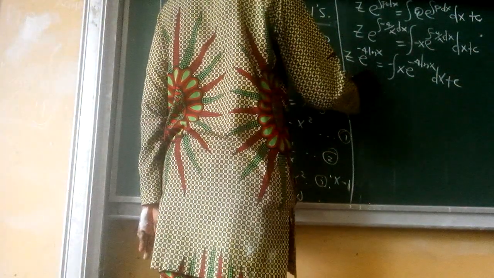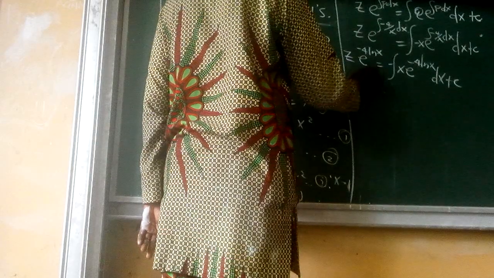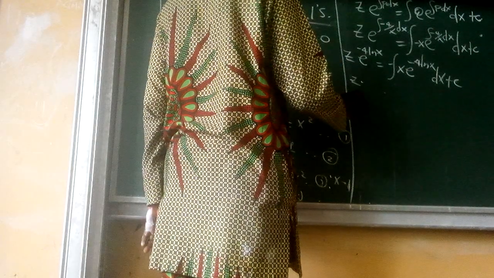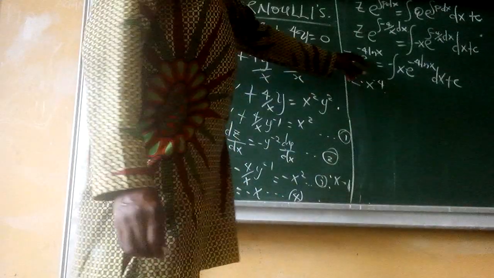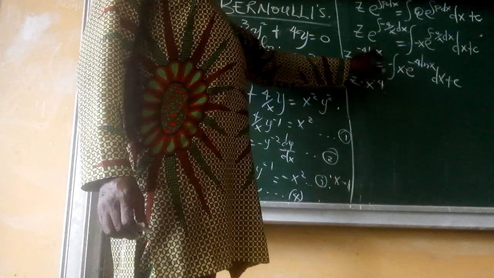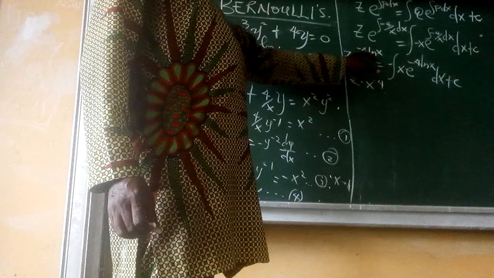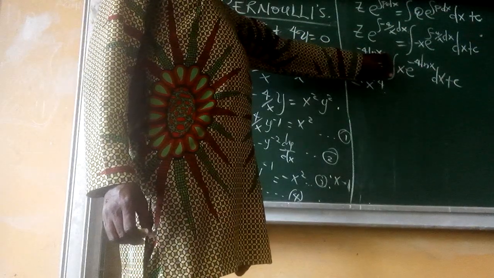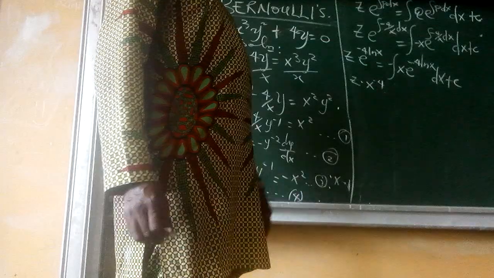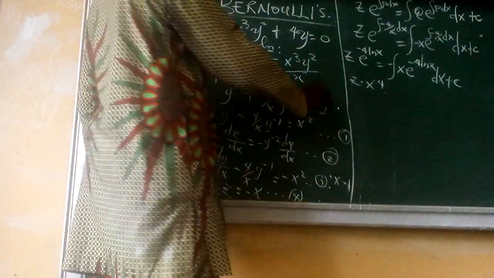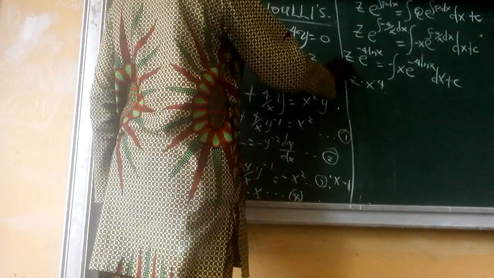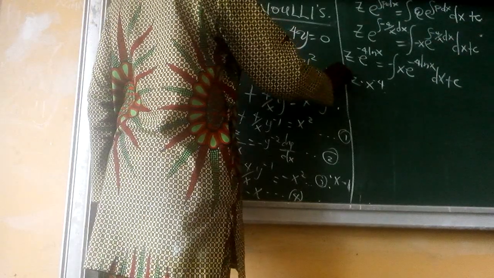So this gives us z multiplied by x raised to the power minus 4. Because exponent ln of a function is the function, the minus 4 will move here based on the laws of logarithm to give you x raised to the power minus 4. There is a law that exponent ln f is equal to f.